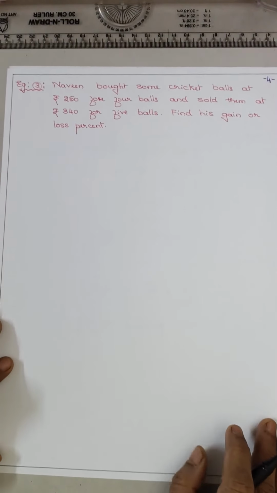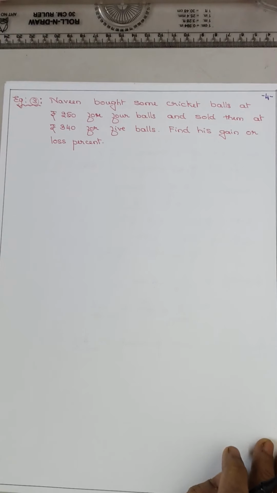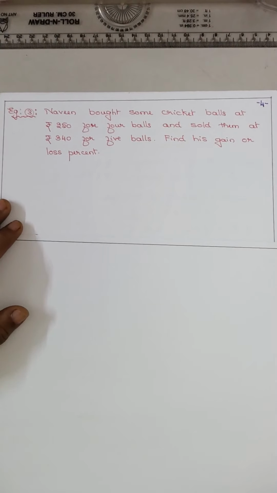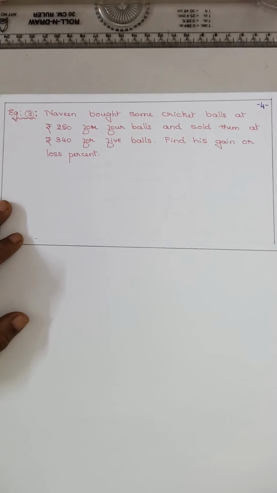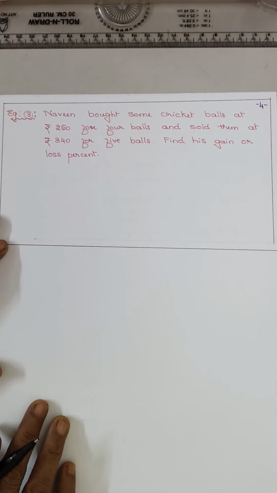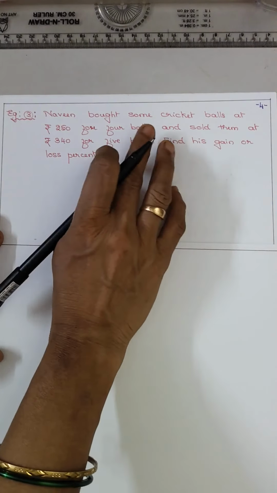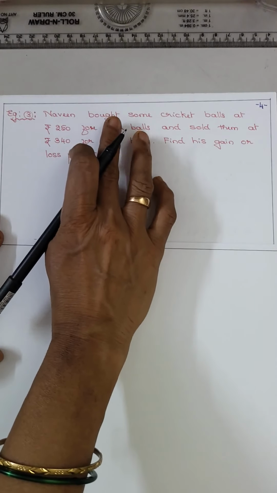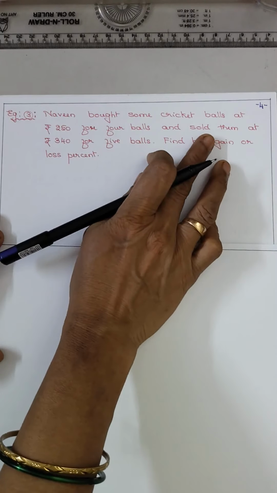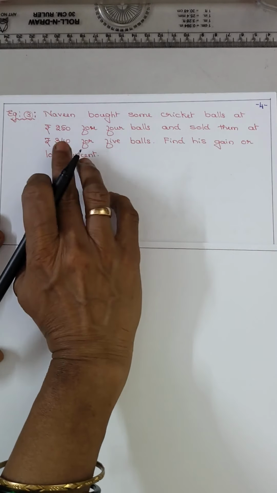Now coming to the example 3. Naveen bought some cricket balls at ₹250 for 4 balls and sold them at ₹340 for 5 balls. Find his gain or loss percent. See, the number of balls is not equal. Bought means CP. CP of 4 balls is 250. Sold means SP of 5 balls is 340.